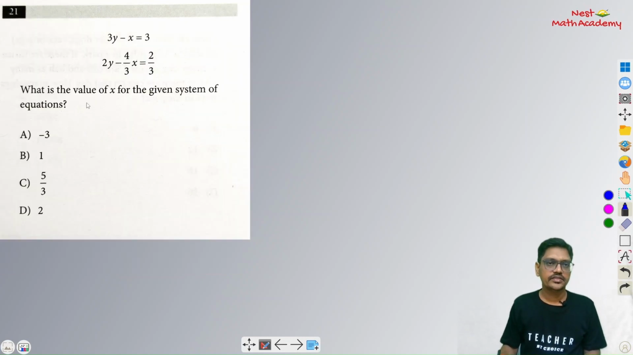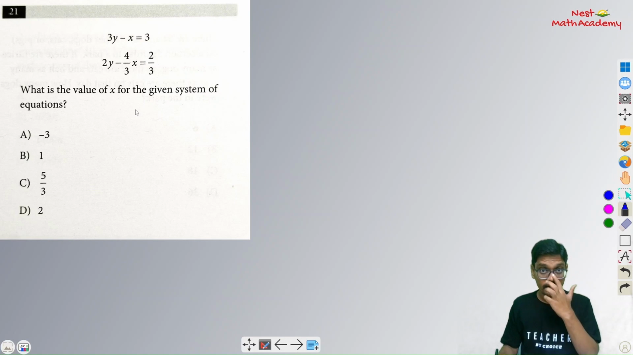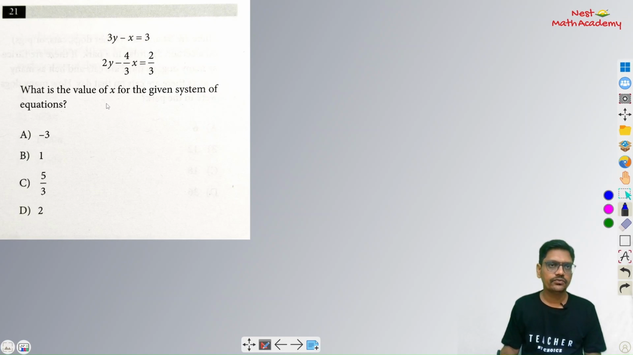Question number 21. So system of equations is given. They're asking what is the value of x for the given system of equations. We can solve this system of equations either by elimination technique or substitution technique. I want to solve for x, right? So I need to eliminate y.